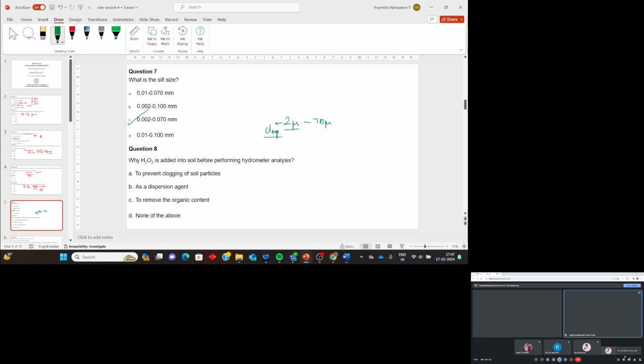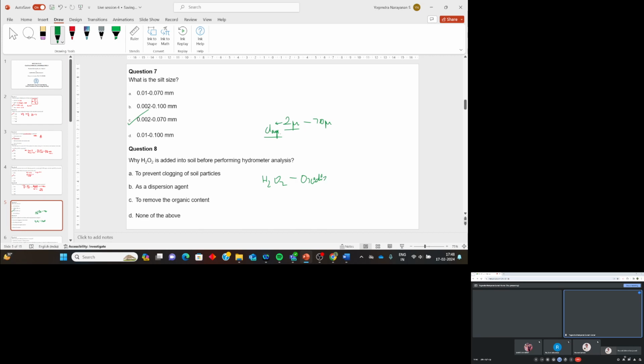Okay. Can you say why H2O2 is used as an agent to remove organic content? Any idea, anyone? No idea, sir. So, what is H2O2? Hydrogen peroxide. Okay. Hydrogen peroxide is a strong oxidizing agent. Please note it down so it will be useful. Hydrogen peroxide is a strong oxidizing agent.